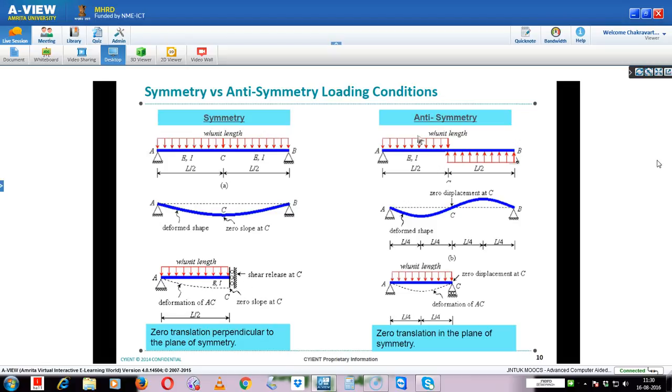Coming to anti-symmetry, on one side we are applying load vertically downwards, on the other side we are applying load vertically upwards. The displacement pattern looks like this. When you try to take half of it as a model, the boundary conditions change compared to the symmetric case. Here there will be zero displacement, and here we have zero slope. There is no translation in the plane of symmetry. So this is the difference between symmetry and anti-symmetry.